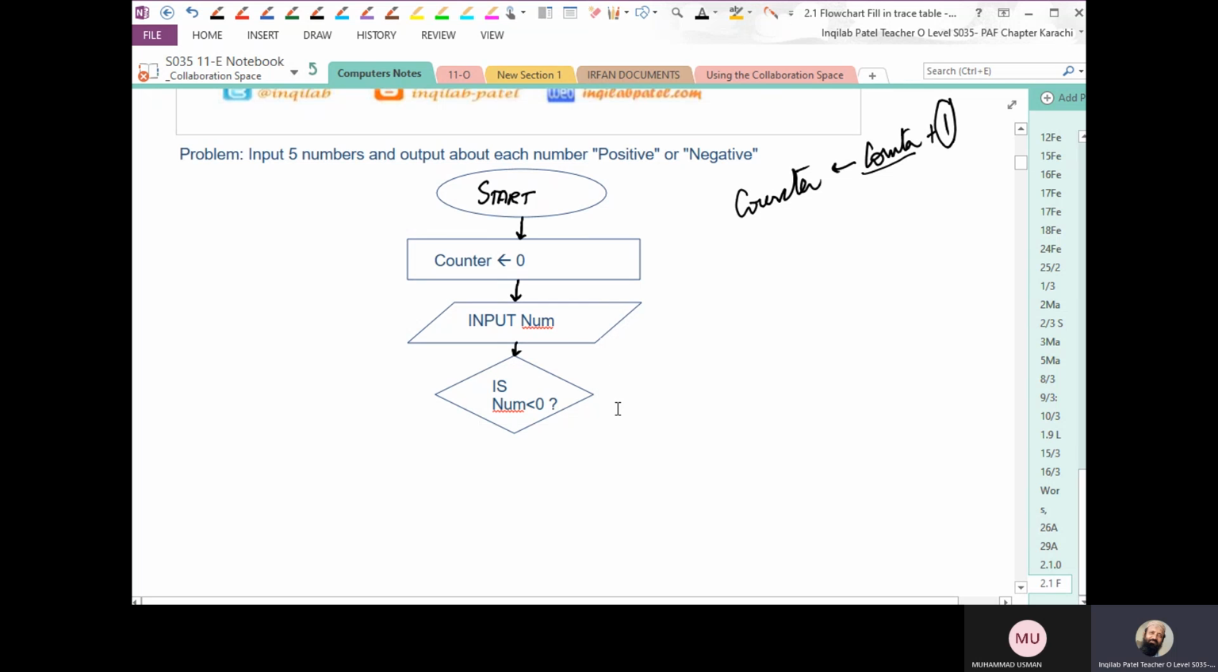So there are two options. The first option is that the number is lesser than 0, and the other option is that it is not lesser than 0. If number is lesser than 0, then we will display that the number is negative, right? So if number is lesser than 0, then we will display a message, print negative.